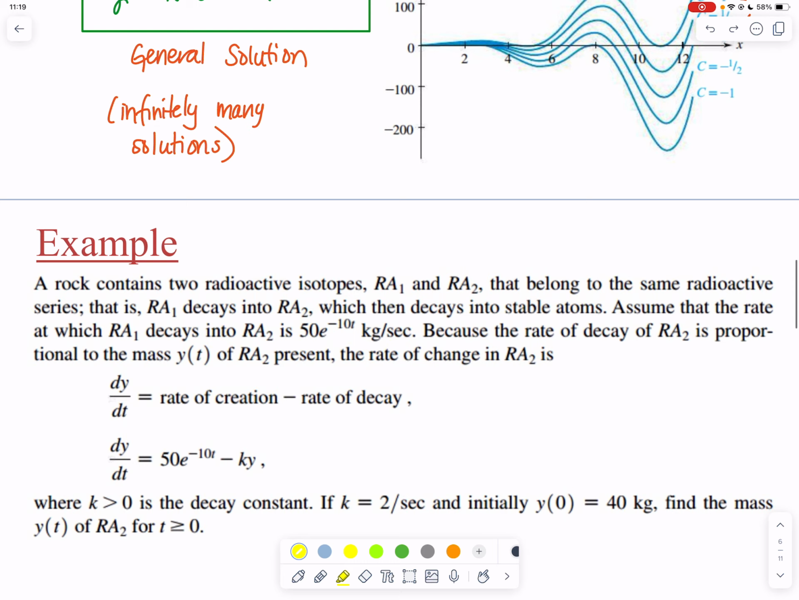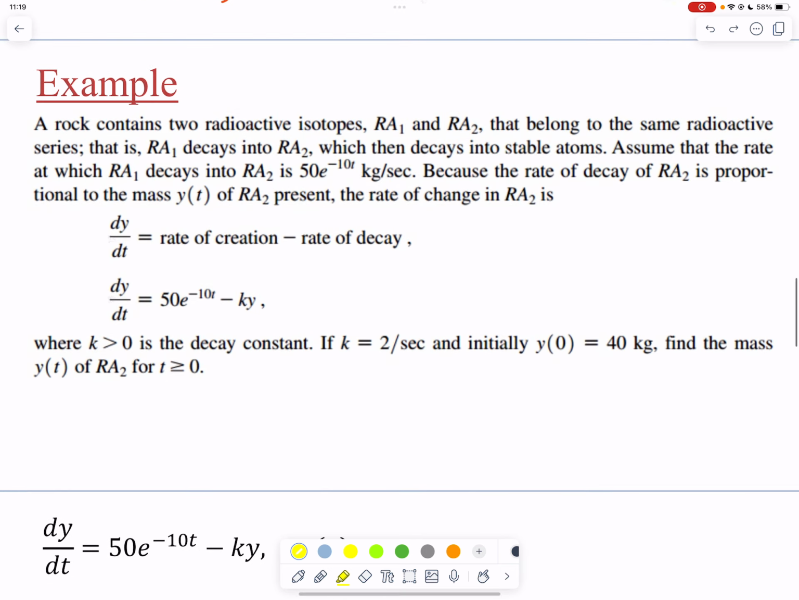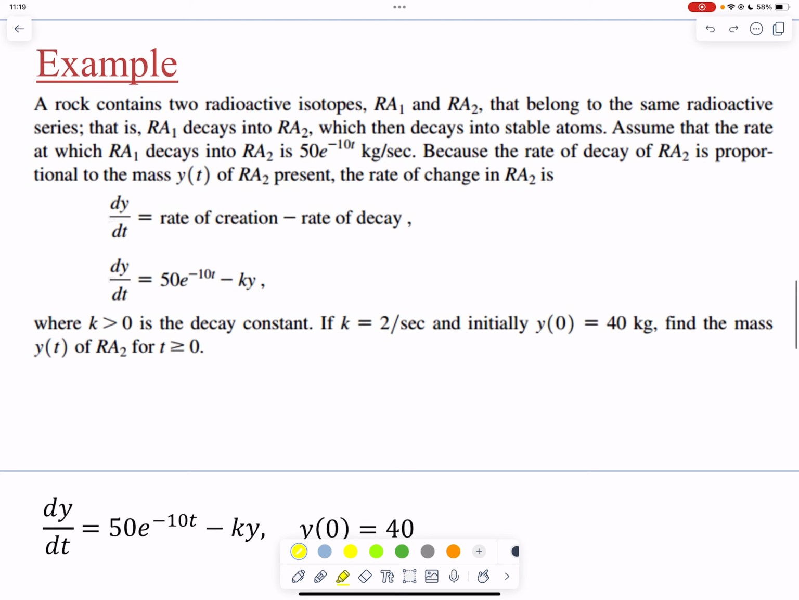Our next example: a rock contains two radioactive isotopes, Ra1 and Ra2, that belong to the same radioactive series. That is, Ra1 decays into Ra2, which then decays into stable atoms. So we are going to assume that the rate at which Ra1 decays into Ra2 is 50 e to the negative 10t kilograms per second.